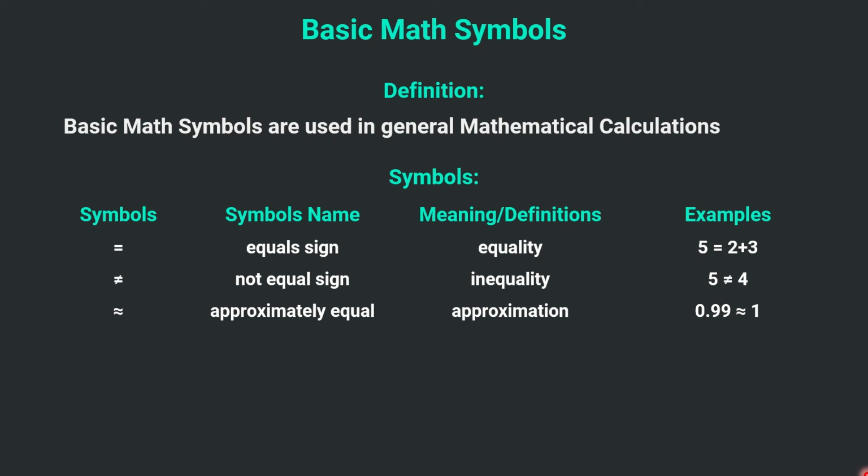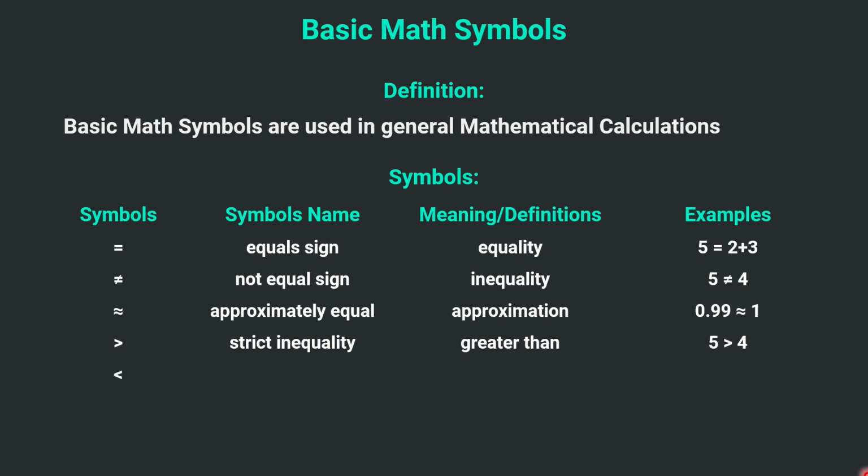Now let's move towards our fourth symbol, which is this sign. This is strict inequality. Why is it strict inequality? Because it creates a strict border on a number line. It represents greater than. So 5 is greater than 4, and we have placed this sign between 5 and 4.